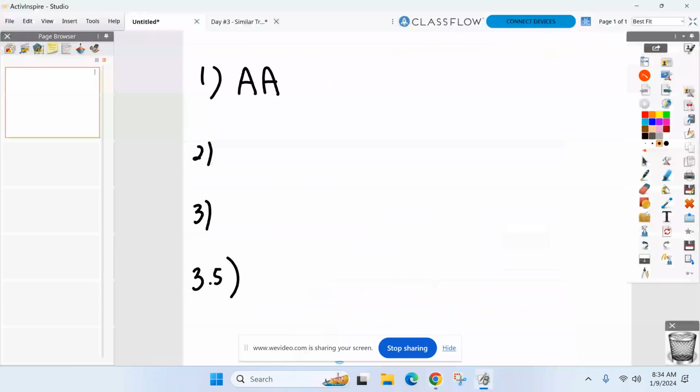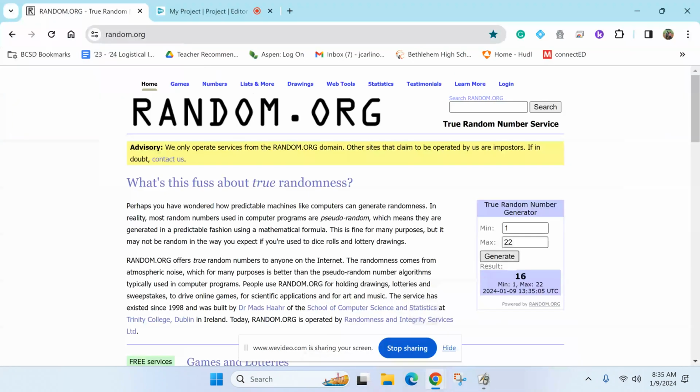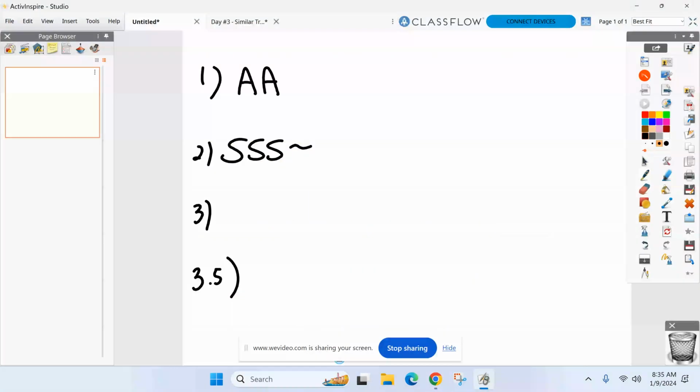Finley? Side, side, side. And again, that does not mean all 3 sides are equal. They're in the same ratio. All right, another way to prove triangles similar. Bryson? Side angle side. Again, the sides need to be in the same ratio. Not equal. They need to be in the same ratio.